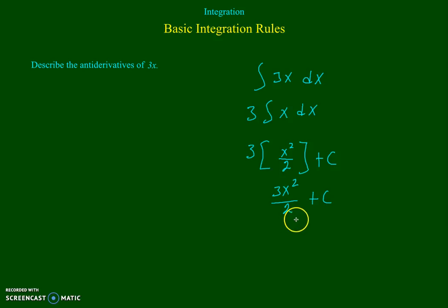Now if you wanted to cross-check yourself, you could simply take the derivative of this and see if you get the original function. So let's pull out the 3/2, and the derivative of x squared is 2x plus 0. These 2's cancel out, so what we're left with is 3x. And that in fact matches our original, so this was the antiderivative. Alright, let's move on to the next problem.